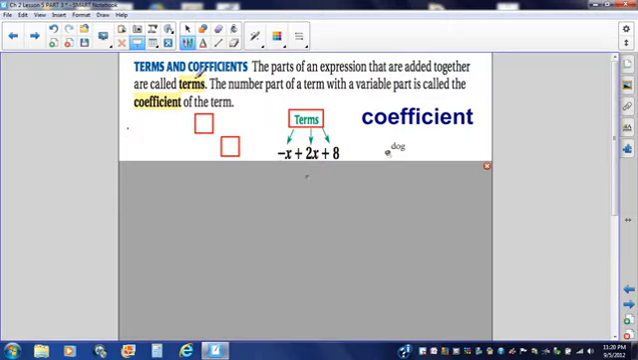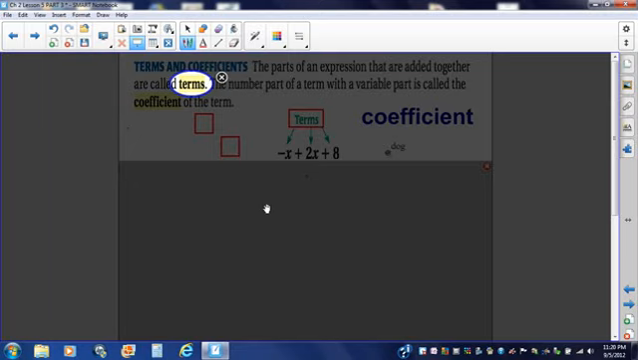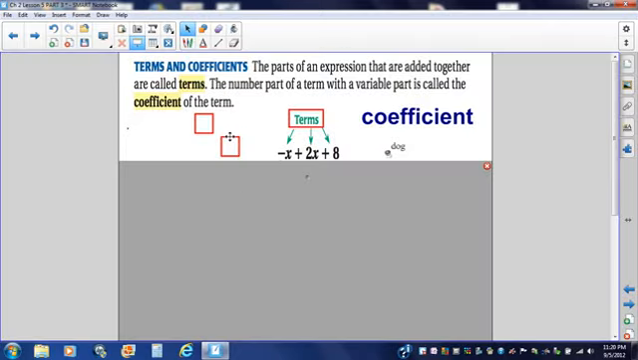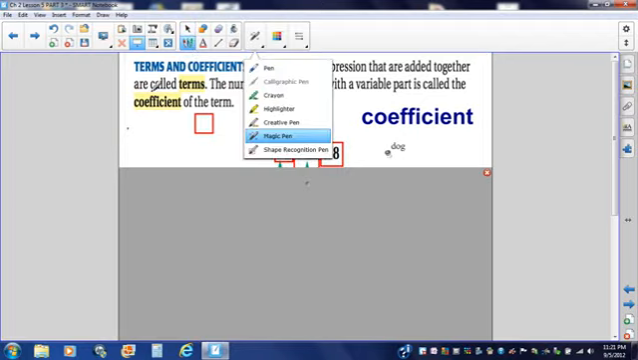Alright, first vocabulary word I would like you to write down for today: terms. Please write down the vocabulary word terms. And this is what we mean by terms in math. If I were to put a box around the negative x, and a box around the positive 2x, and a box around the positive 8, those are all what we call terms in math. These are terms.